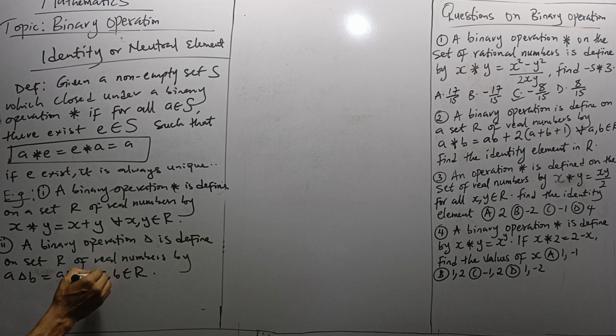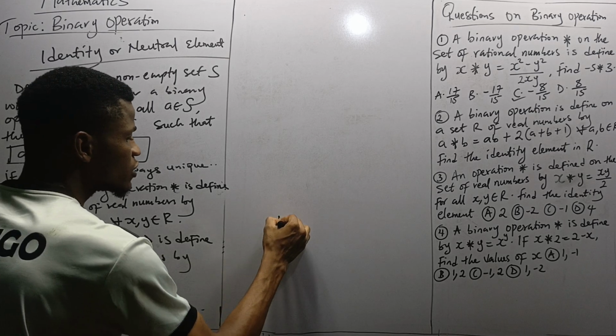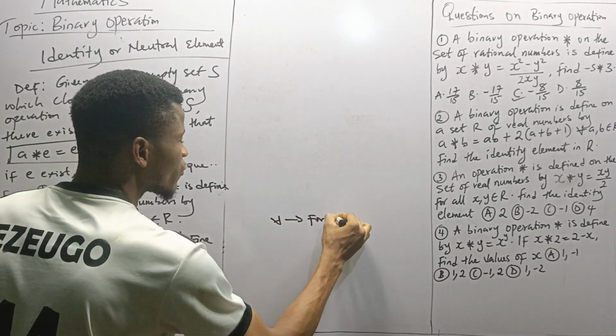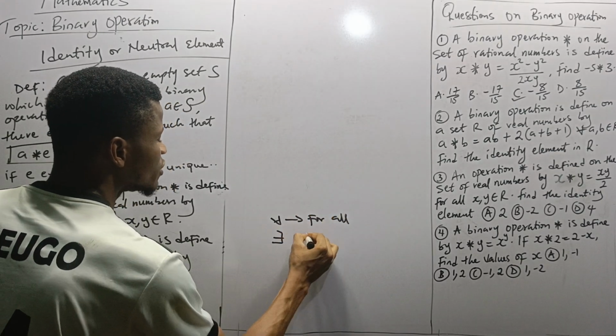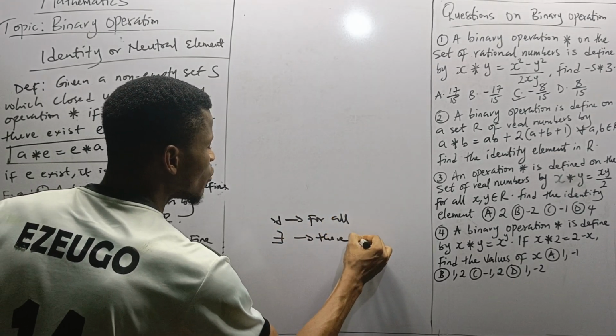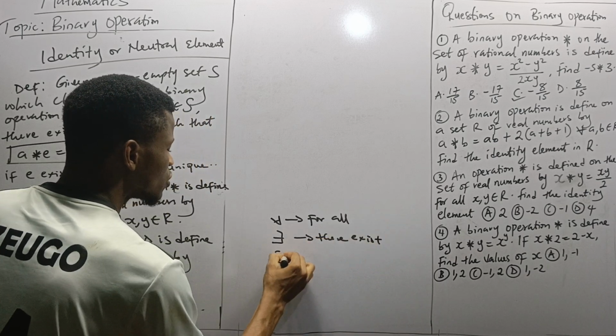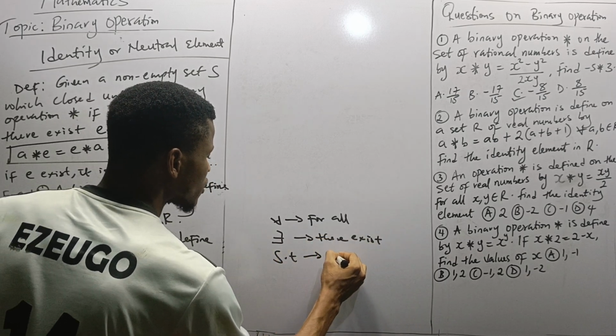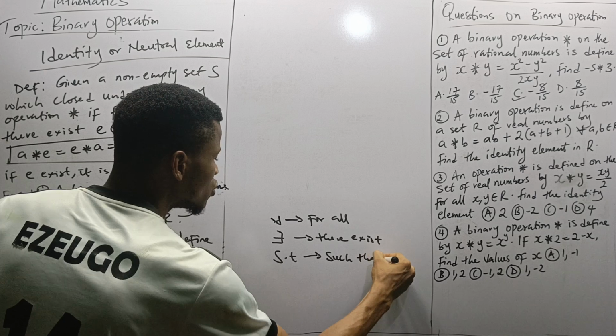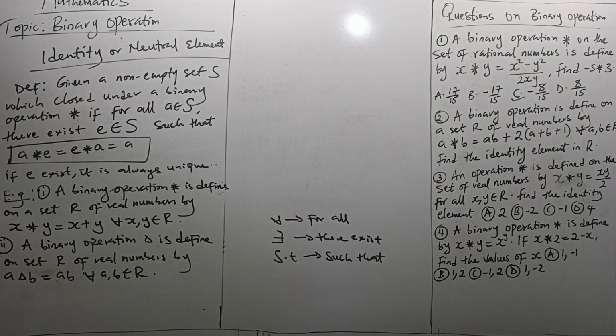Remember, I'm using this symbol for "for all". This one will be "there exists", and this one I'll be using as "such that". So take note of that. All right, so now in both questions, I and II, we are to find the neutral element.